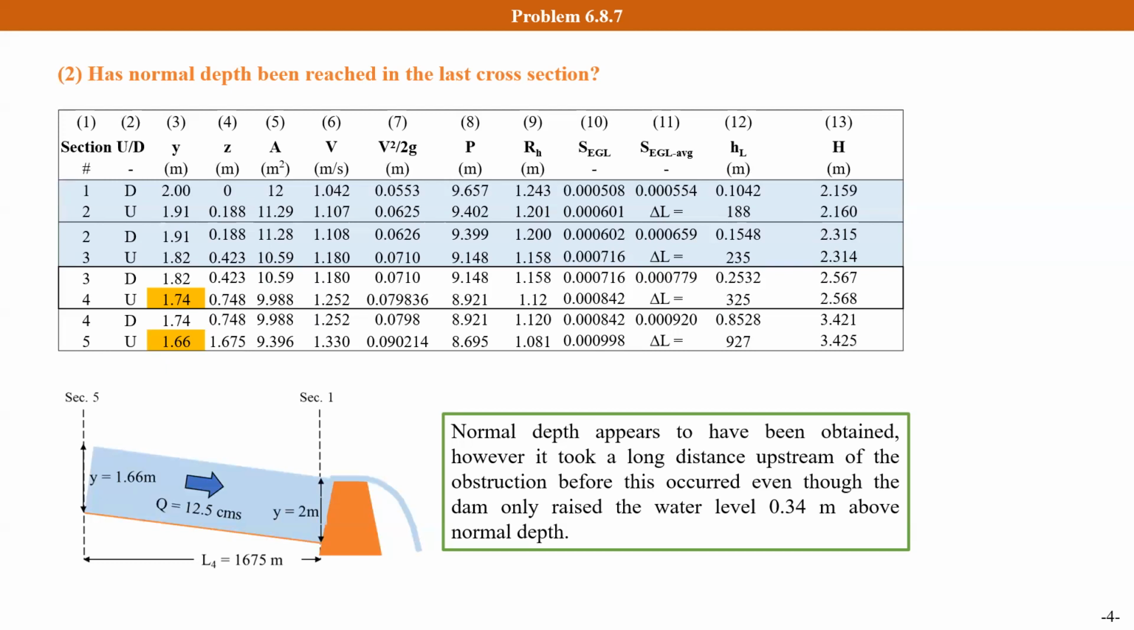So currently we know the water depth at section 5 equals 1.66 meter. And we can calculate the difference of water depth between section 5 and section 1. It's 0.34 meter. So we can make a conclusion that the normal depth appears to have been attained. However, it took a long distance upstream of the obstruction before this occurred, even though the dam only raised the water level 0.34 meter above the normal depth.